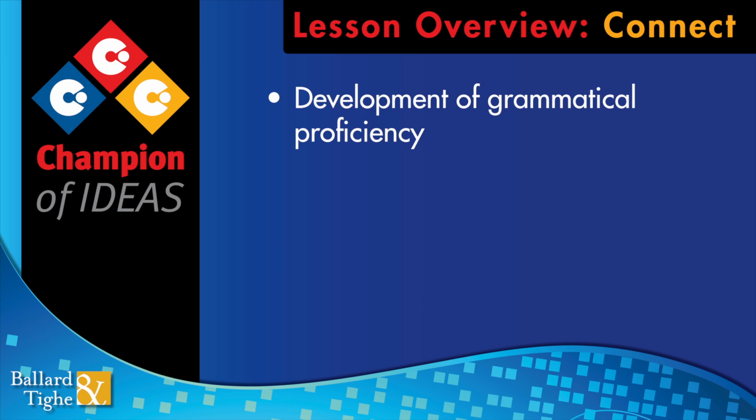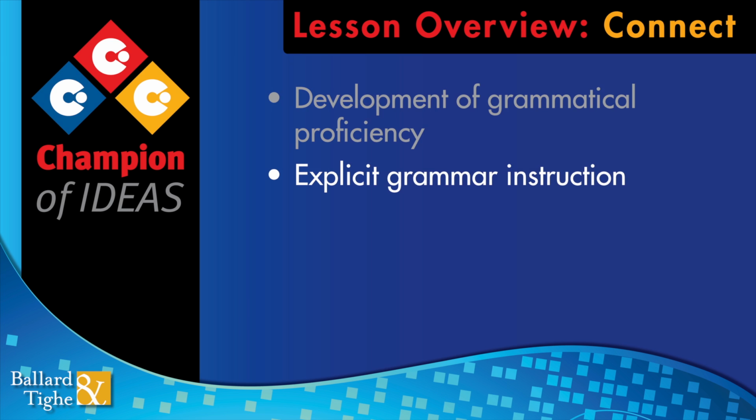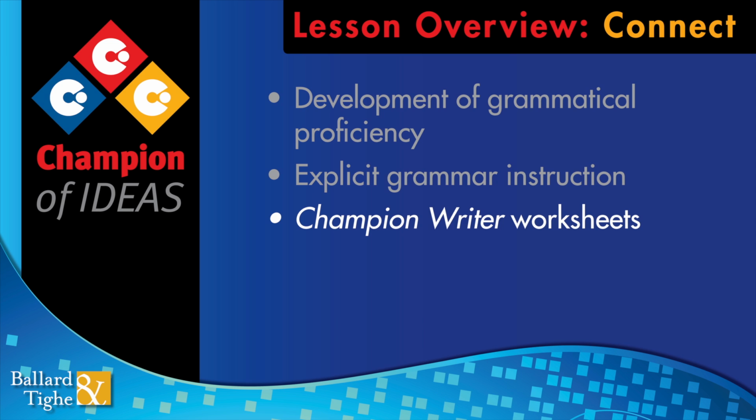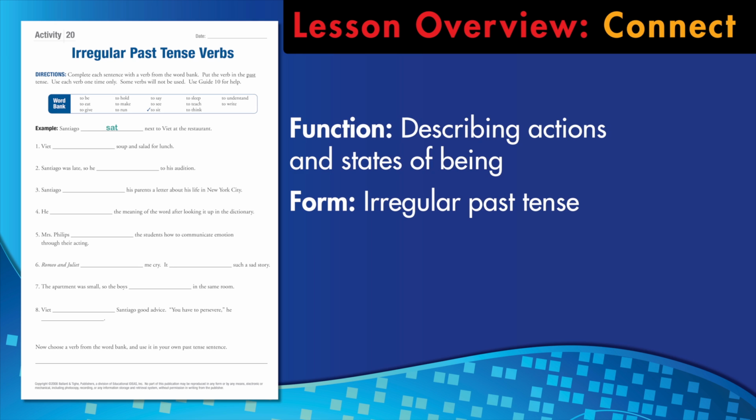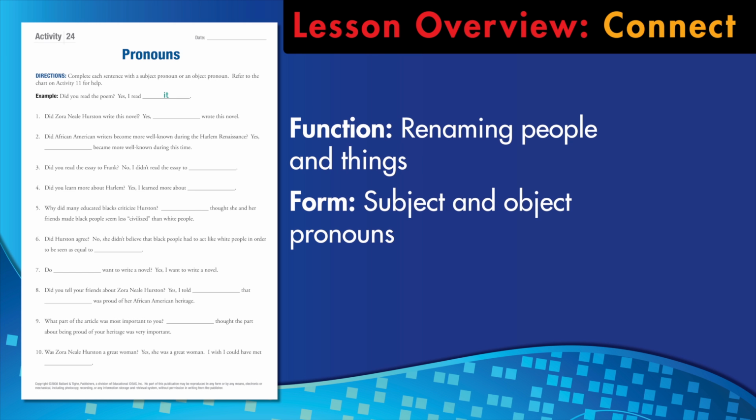The Connect section also emphasizes the development of grammatical proficiency. Current research points to the need for explicit grammar instruction. The Teacher's Guide provides the support you need to teach grammar explicitly. There are multiple opportunities to build and reinforce the grammatical structures students learn through the worksheets in the Champion Writer. For example, Activity 20 focuses on students being able to use the irregular past tense correctly. Activity 24 gives students practice using subject and object pronouns.